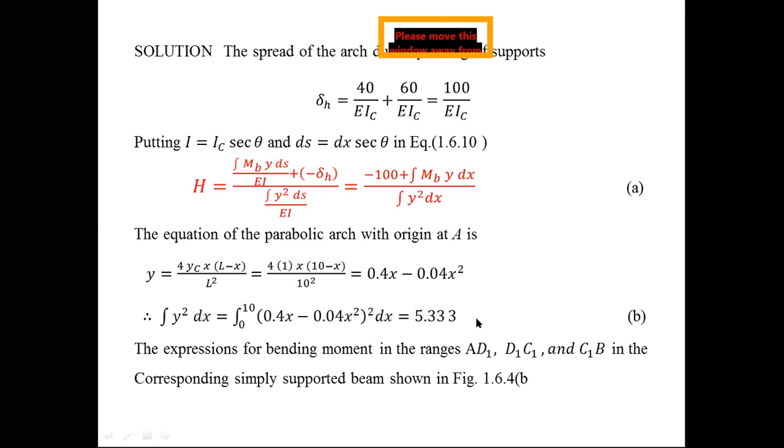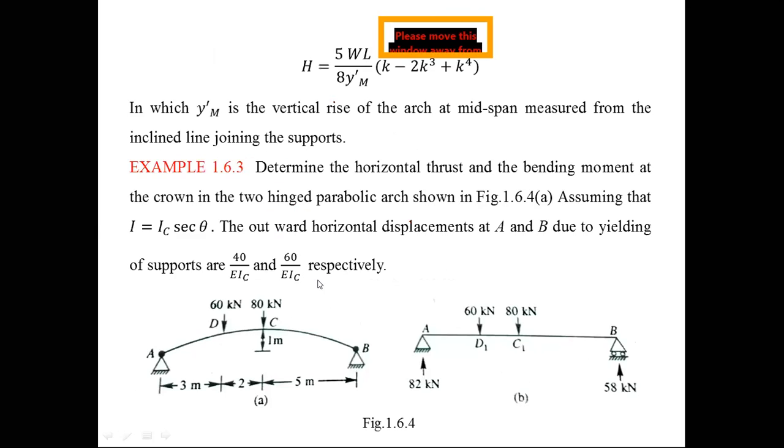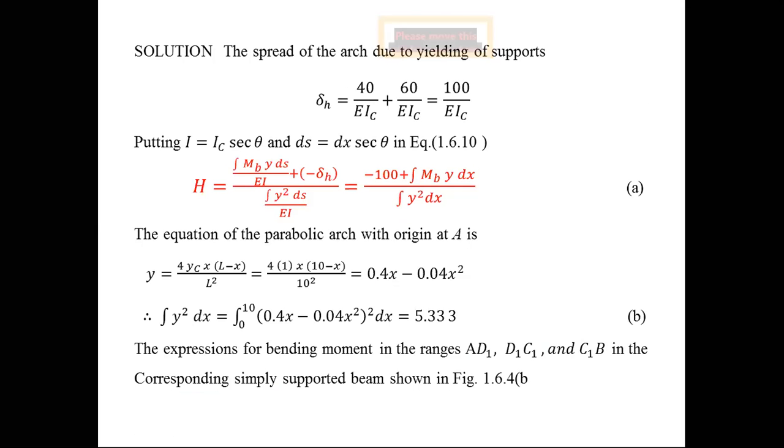L into y square. If you know y square, y is 1 meter, already given. This is yc, 1 meter is given at central. This is 5 meters and this is 5 meters. So yc is the rise at mid span. Once you know the rise at mid span, you know this denominator value. Denominator value is 5.33.